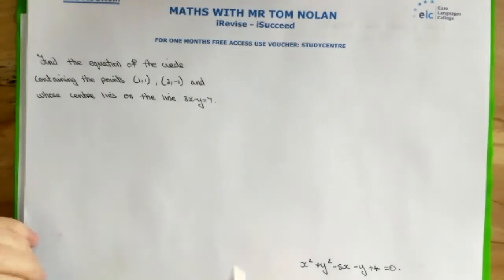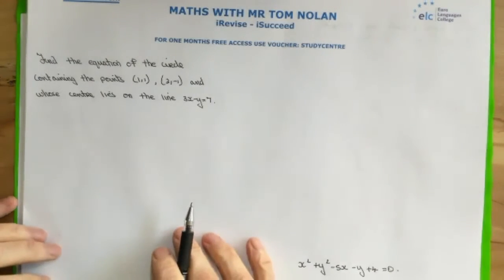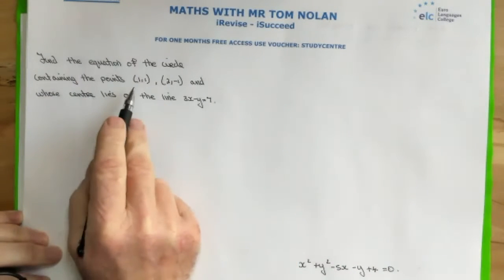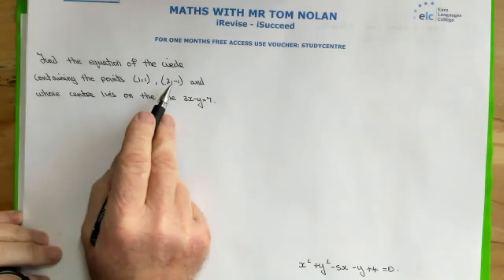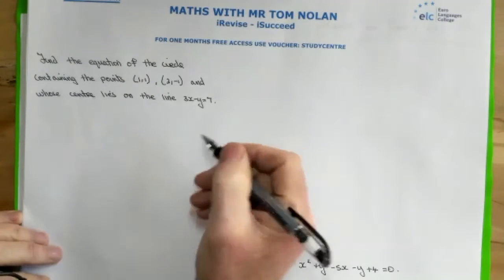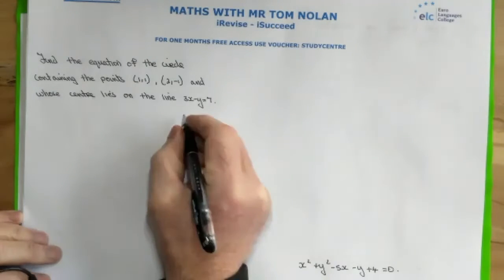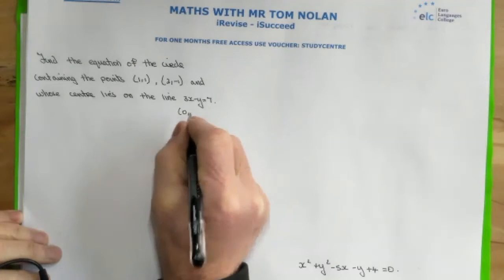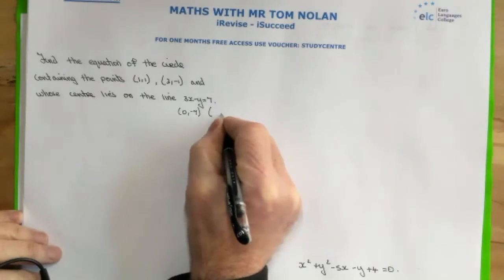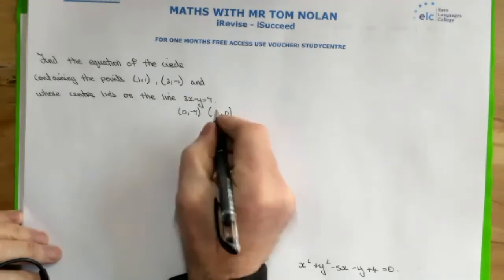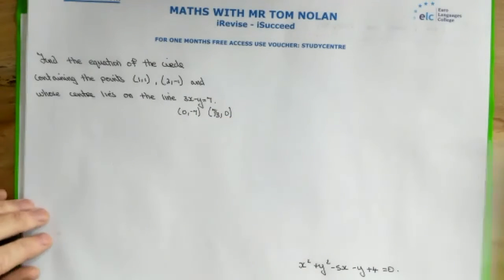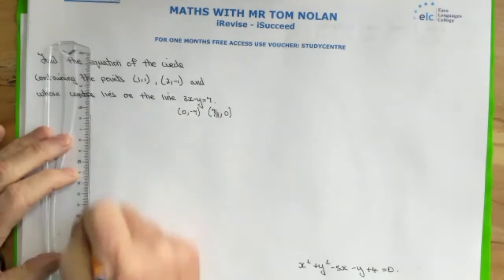Look at this one. This one shortens it a bit for me. Same type of thing again. Find the equation of the circle containing the points (1, 1), (2, -1), and the center lies on that line. So again, from a teaching point of view, I'm going to draw it for you. When x is 0, y is -7, and when y is 0, x is 7 over 3. So let me have a little diagram for you.